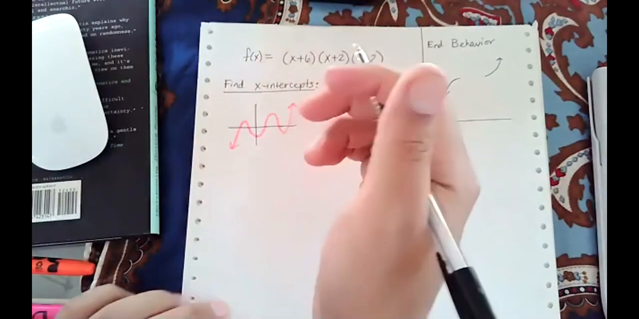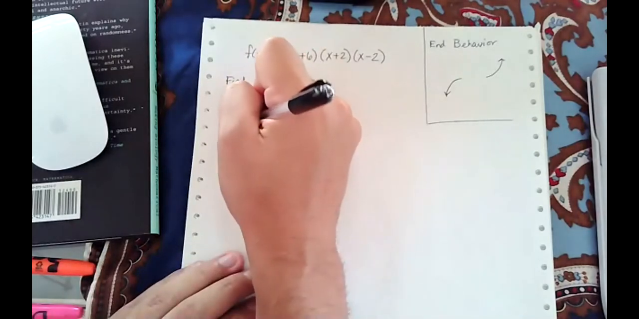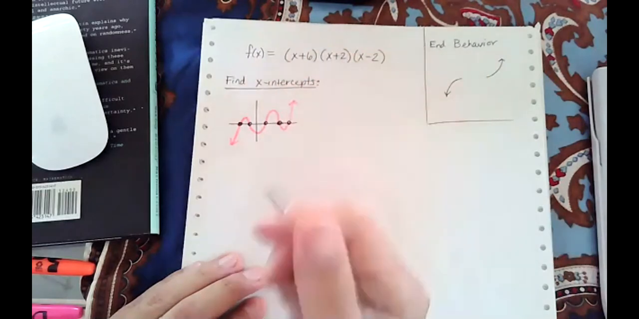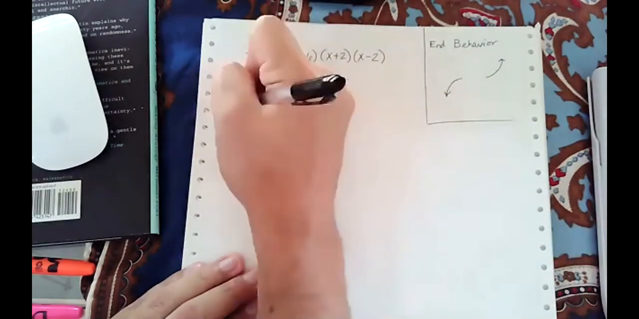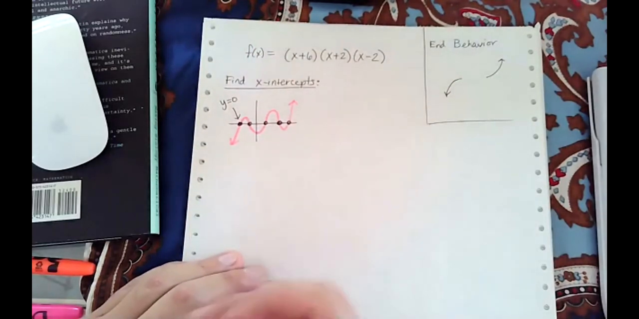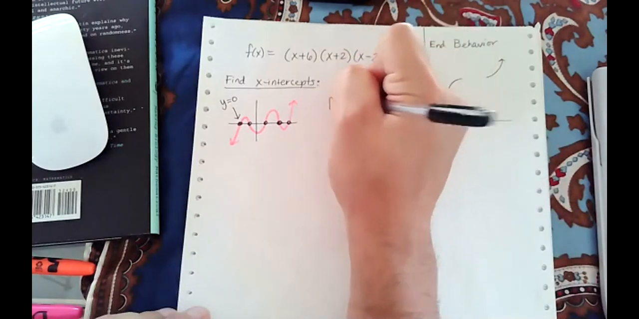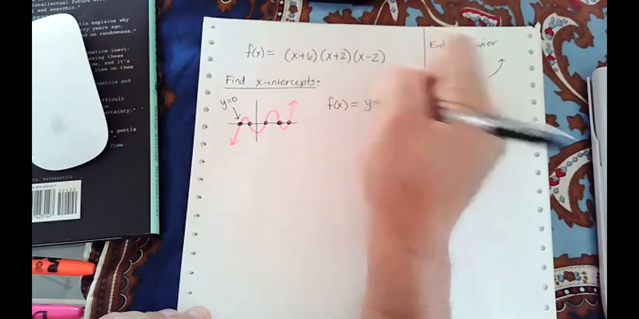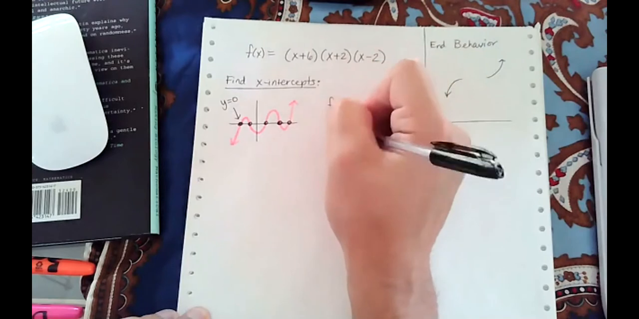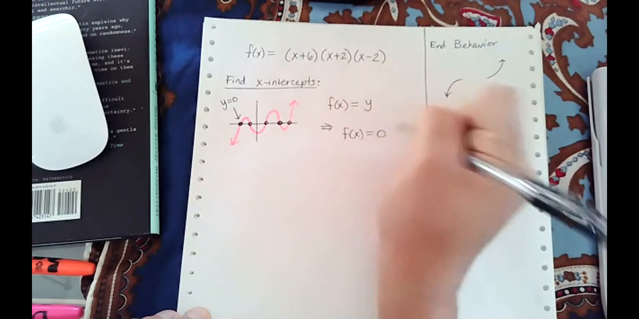I might not know exactly what x values my x-intercepts are at. But if we're talking about x-intercepts, that is wherever the graph is crossing the x-axis, I do know that the y value is equal to zero for every single one of these. So remember, since we're talking about functions and f of x is equal to y, if I know y is equal to zero, then I can just set my function equal to zero.